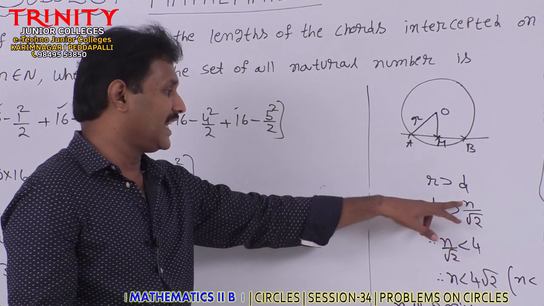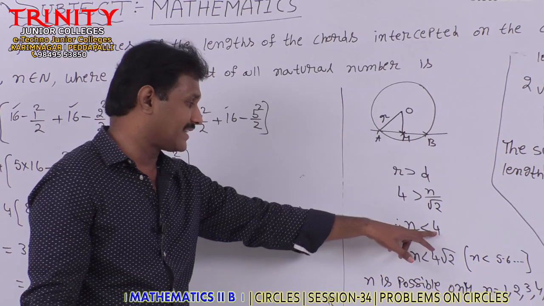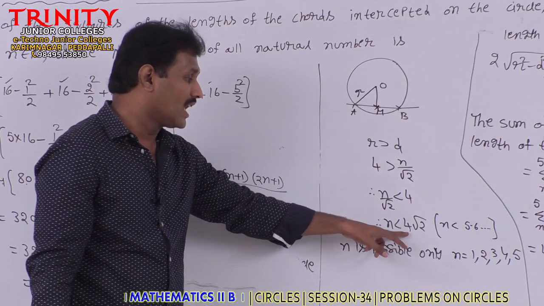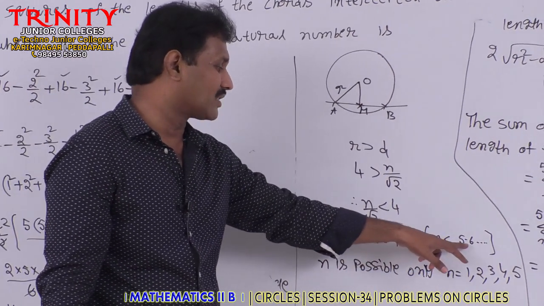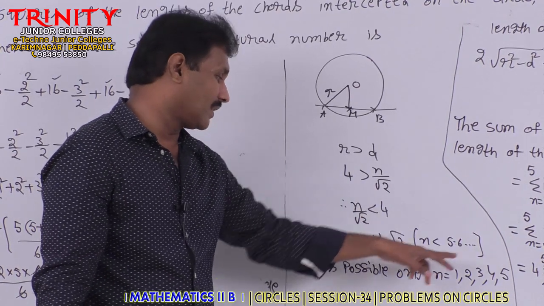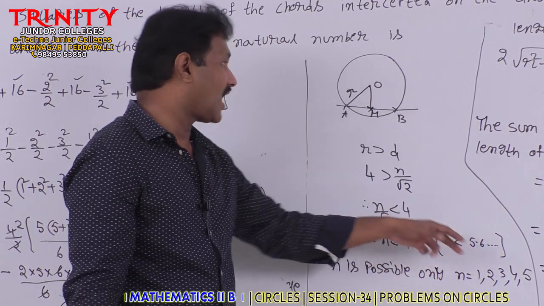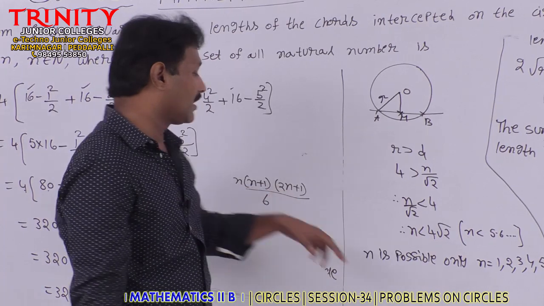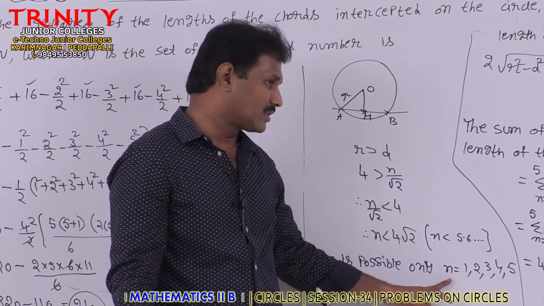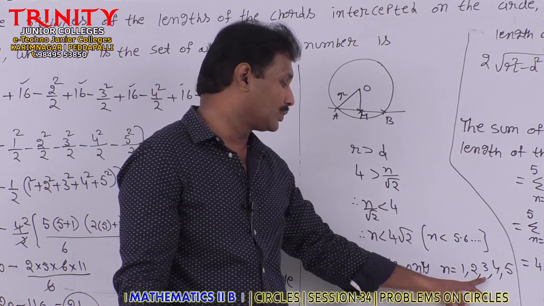Therefore, D is n by root 2. N by root 2 less than 4. N less than 4 root 2. That means the nearest value is 5.6 something. N is less than 5.6 and n is also a natural number. Therefore, the only possibilities are 1, 2, 3, 4, 5.